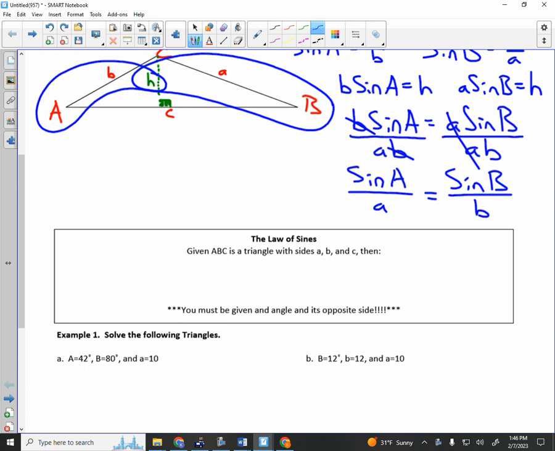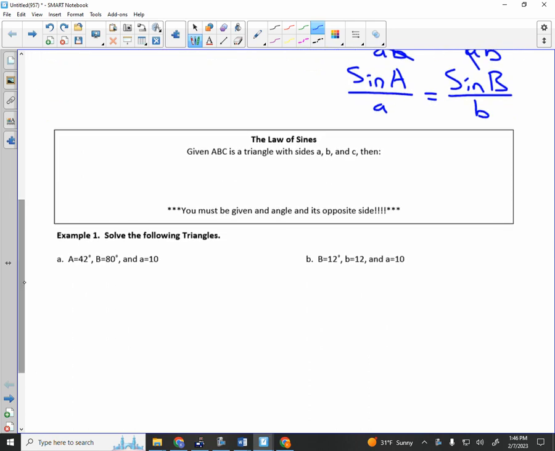You did not cover this in geometry at all? Not even for like a day? Okay, we've suppressed it. That's all right. It's called the law of sines.